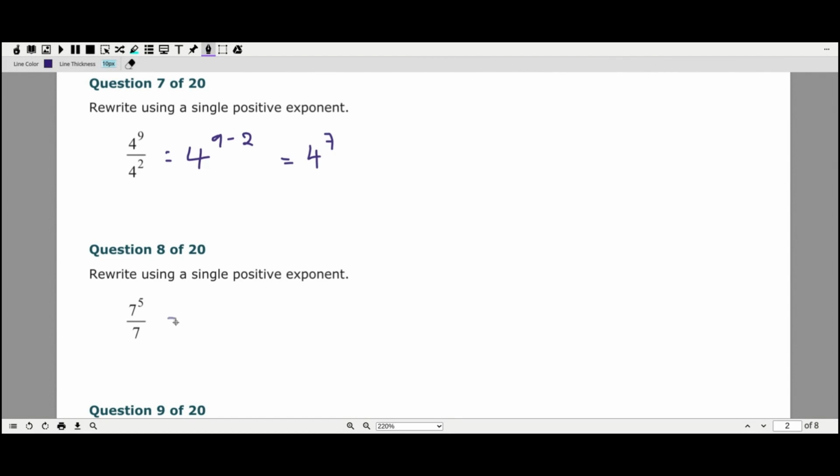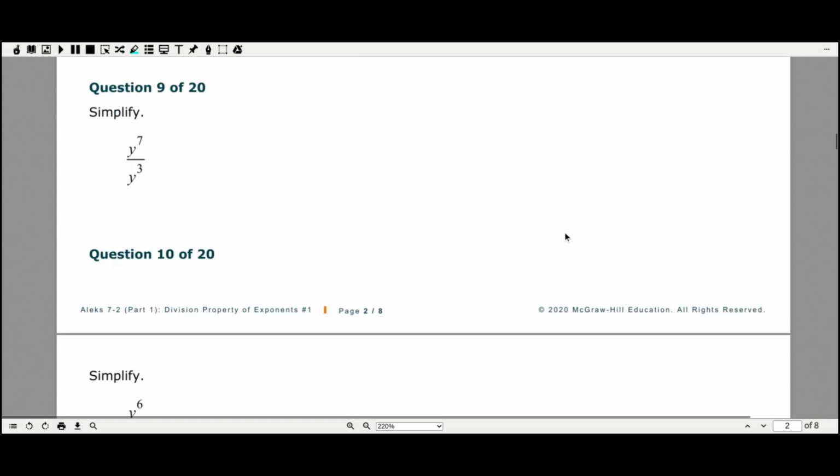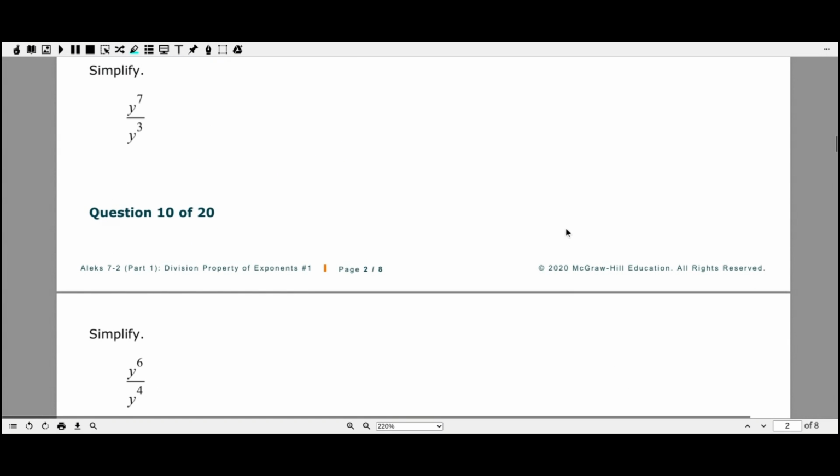All right, we're going to go down to the next one. 7 to the fifth power divided by 7. So 7 to the fifth power minus what is the power of the 7 at the bottom? Yes, if you say the power is 1, you're right. 5 minus 1, so 7 to the 4th power. That's it. Easy.